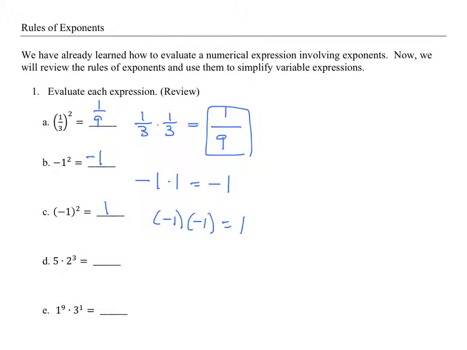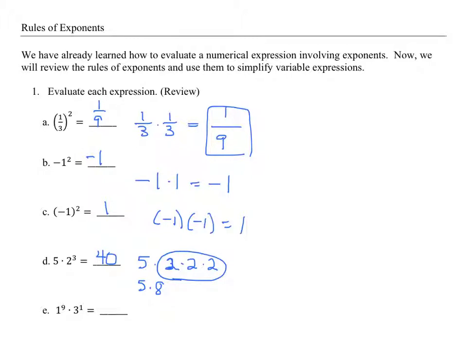And the next one says 5 times 2 to the third, which means 5 times 2 times 2 times 2. So we can do the exponents first using order of operations. 2 times 2 is 4, times 2 is 8, and 5 times 8 is 40.